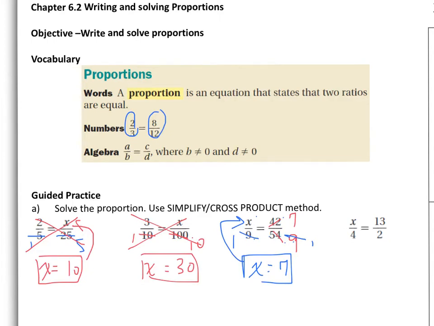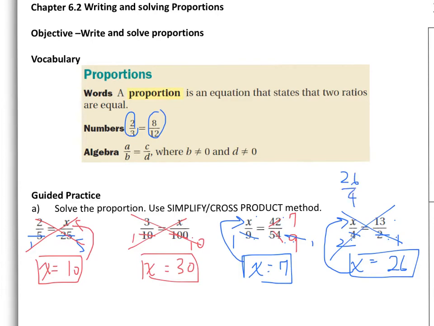And let's take a look at the fourth problem. I can't simplify 13 and 2, but I can simplify 2 and 4. Okay, and that's it. Cross product equals 13 times 2 is 26. Same idea. I plug 26 back in. 26 over 4 equals 13 over 2. Okay, divide by 2, divide by 2. Okay?